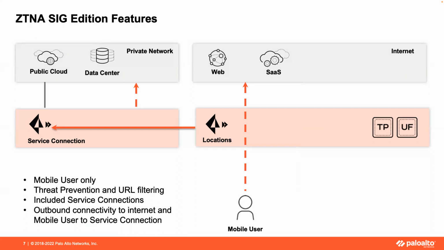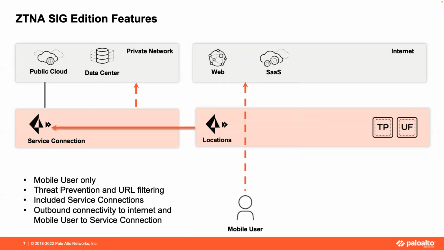There's another licensing feature, the ZTNA, the Zero Trust Network Architecture. This is mobile users only. So no branch offices, nobody sitting in an office trying to get out to the internet. It's people sitting at home, people in the hotel room, people at an airport. It's a remote access VPN solution.